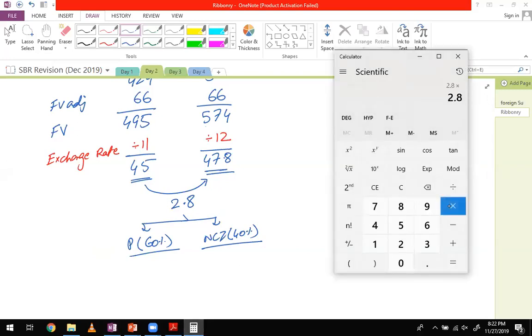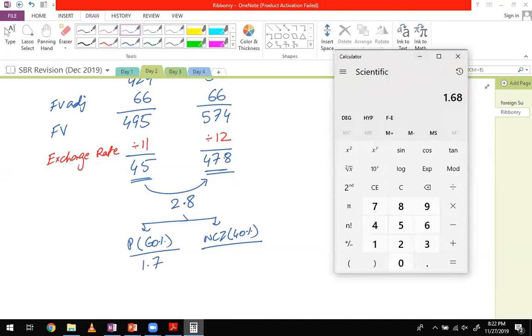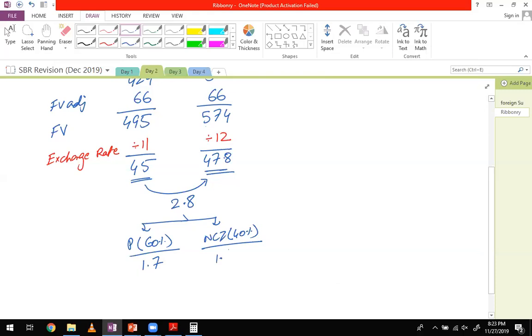So we can say 2.8 into 60% should be 1.68, which we can say 1.7 to make it one decimal place. And 2.8 into 40% is going to be 1.1. So this is how we have actually divided the share of the parent and the NCI. Is it clear so far how we calculated the working one net assets? And this 2.8 is going to be called post-acquisition profit.